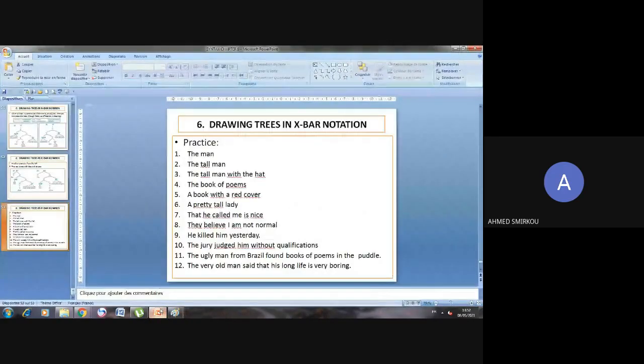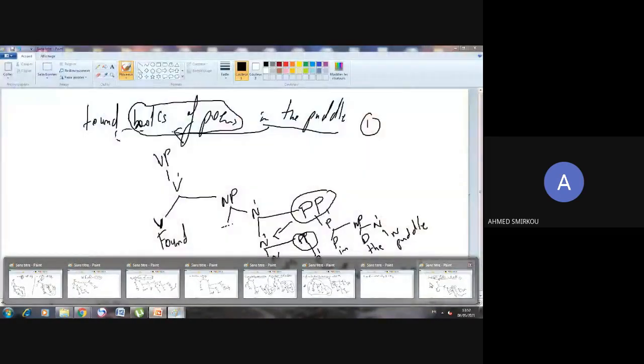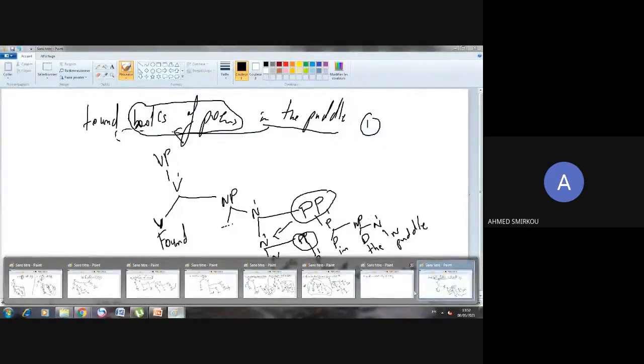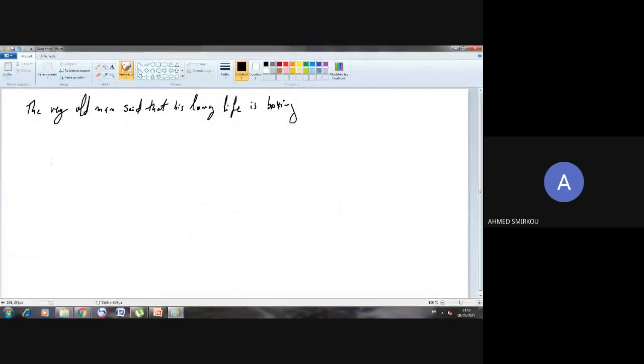The very old man said that his long life is boring. Any question first about the two interpretations? Okay, so we move on to the last example. So who can do it, please? Iman Farhi? Yes, sir. So you have a TP. Yes, we have a TP, an NP and a VP.